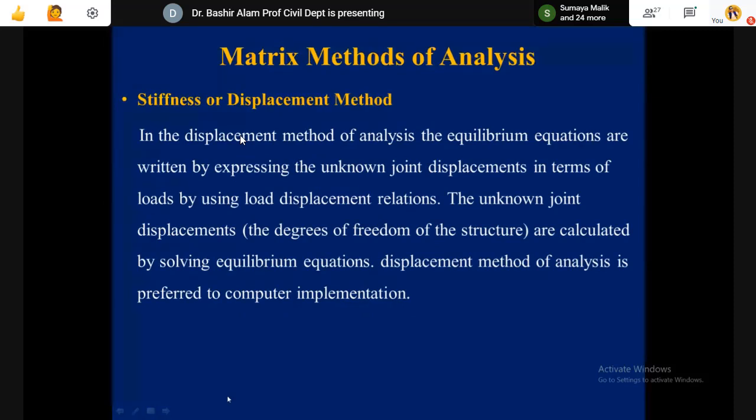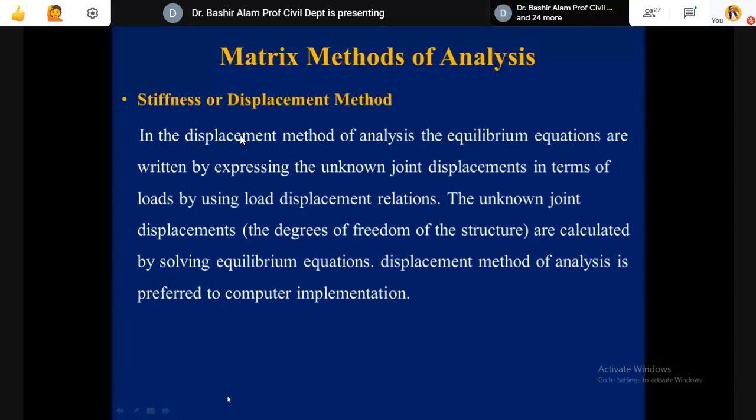Now, coming to the stiffness or displacement method, what do we have here? In this displacement method of analysis, the equilibrium equations are written by expressing the unknown joint displacements in terms of loads by using load displacement relations. The unknown joint displacements, that is the degrees of freedom of the structure, are calculated by solving equilibrium equations. There we were using the compatibility condition. Here we will be using the equilibrium equation.